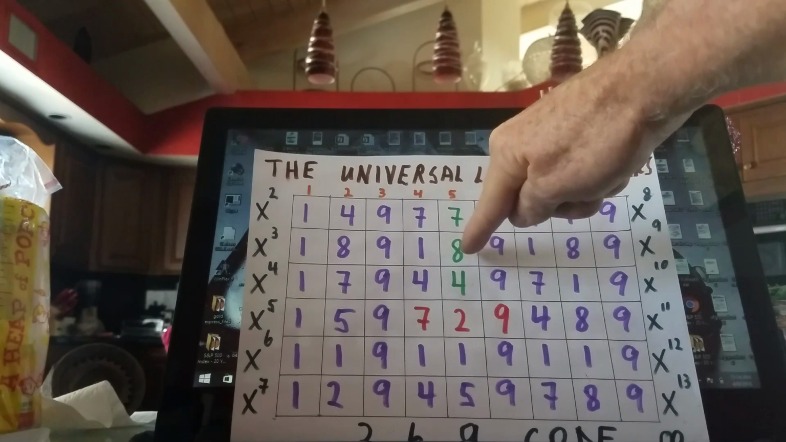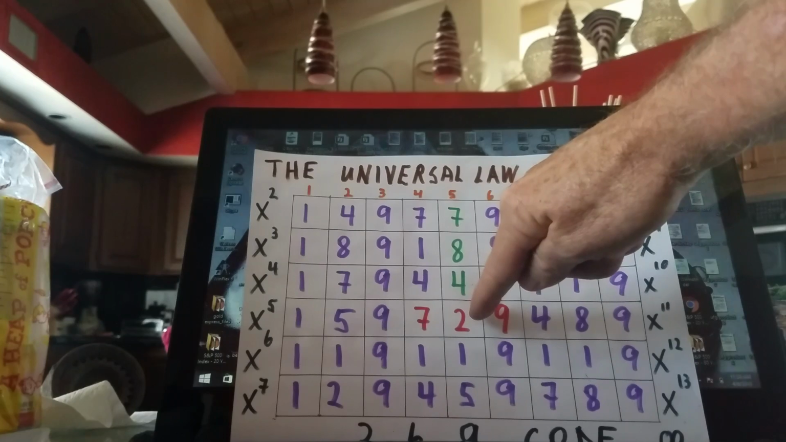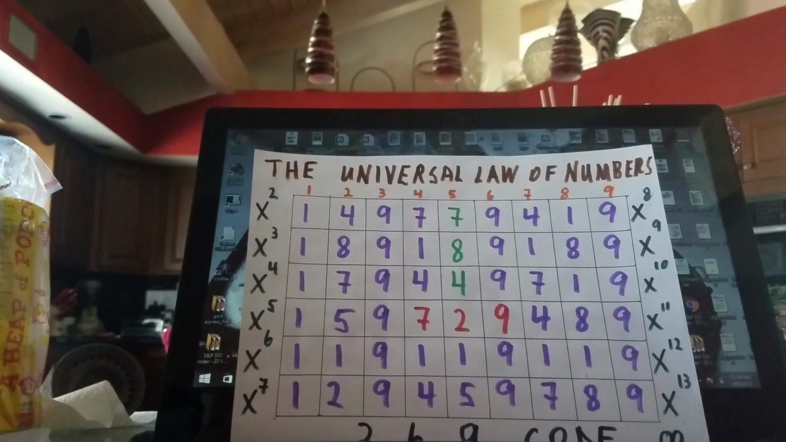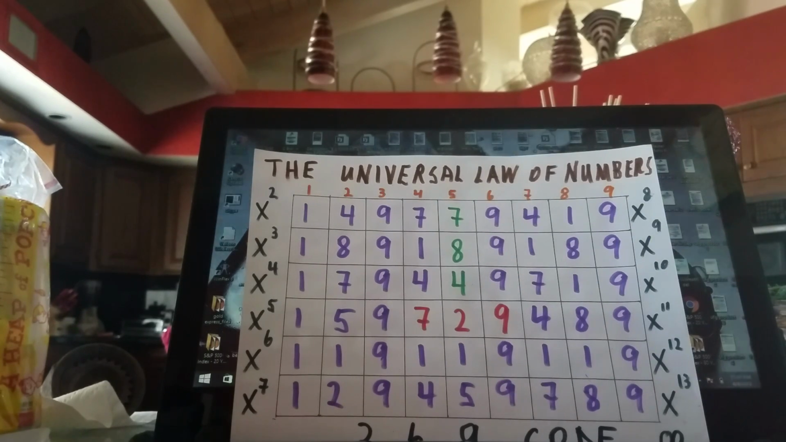5 times 5 is 25, times 5 is 125, times 5 is 625, times 5 is 3,125, times 5 is 15,625, and times 5 is 78,125. 7 and 8 is 15, plus 1 is 16, plus 2 is 18, plus 5 is 23, and 2 and 3 is a 5, and it will revolve like that to infinity.